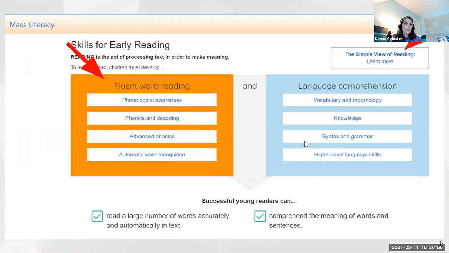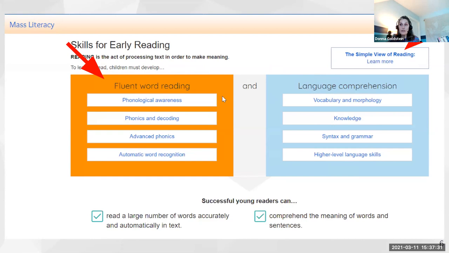So here is a look at the skills for early reading landing page. This section identifies the skills that contribute to early reading proficiency and is organized around the simple view of reading. And at this link right here, there is information about the simple view of reading. In brief, the simple view of reading is a cognitively based theory that asserts in order to learn to read, children must develop both fluent word reading and language comprehension. These two factors, fluent word reading and language comprehension, account for the variance in reading ability in young children.